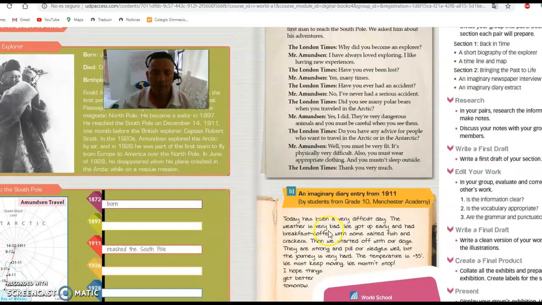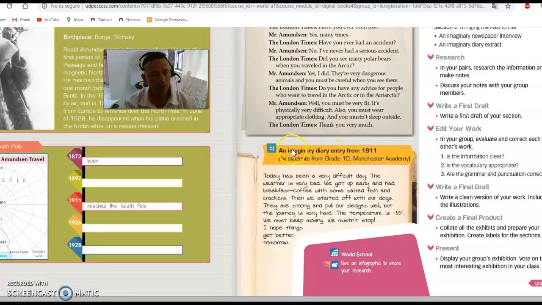So according to this, it's just an imagination. This is a conversation, but it was about this man. It was like talking to this man and the reasons why he was exploring the Antarctic and North Antarctic area. So check it out here, an imaginary diary entry in 1911.